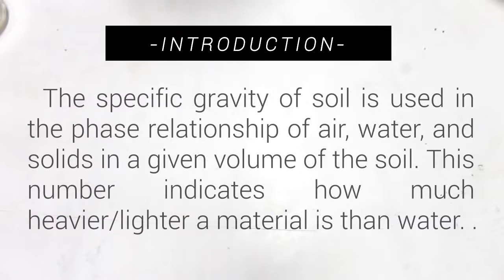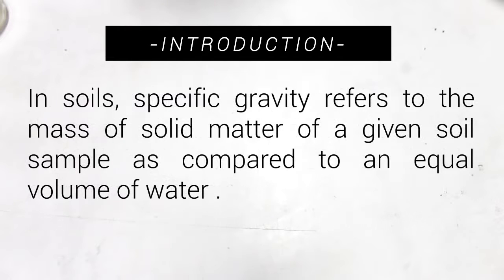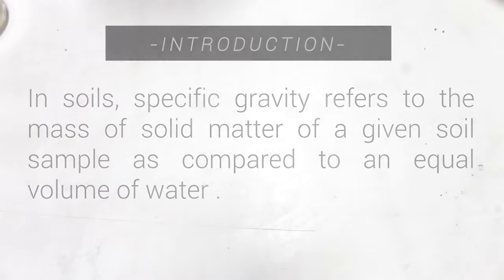The specific gravity of a soil is used in the phase relationship of air, water, and solids in a given volume of the soil. The number indicates how much heavier or lighter a material is than water. Specific gravity refers to the mass of solid matter of a given soil sample as compared to an equal volume of water.